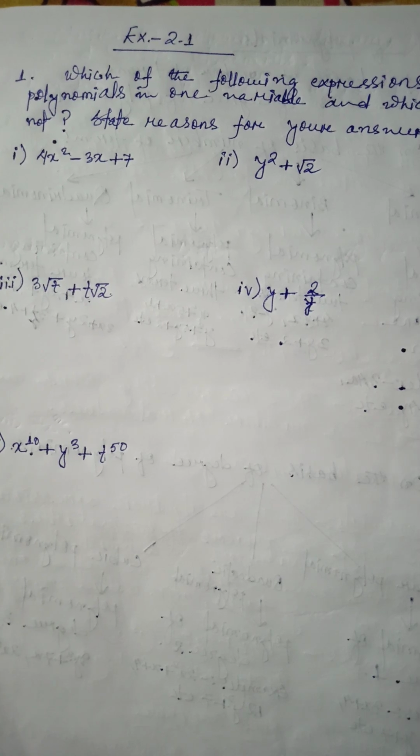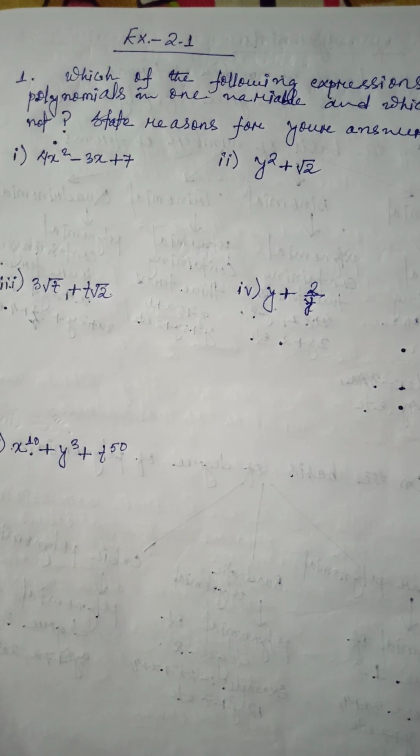five questions, Roman number 1, 2, 3, 4 and 5. Among these 5 questions we have to check whether each belongs to polynomial in one variable or not. For better clarification, first let us solve the first problem.